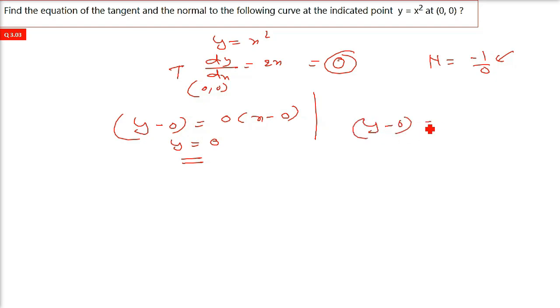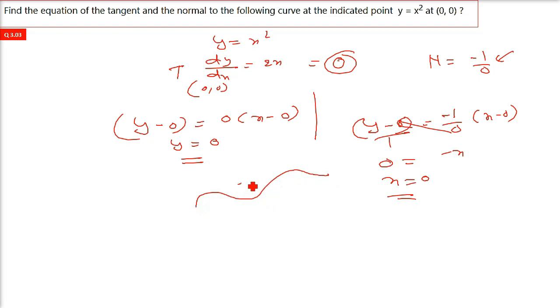So we have y minus 0 equals negative 1 by 0 into (x minus 0). Negative 1 by 0 is never written, but for the sake of completion of the question I am writing that. And just assume we are multiplying everywhere by 0. So we get x equals 0. So finally we have y equals 0 is the equation of the tangent and x equals 0 is the equation of the normal.